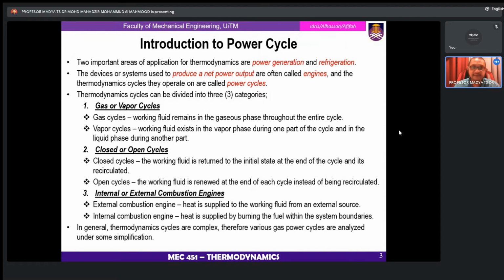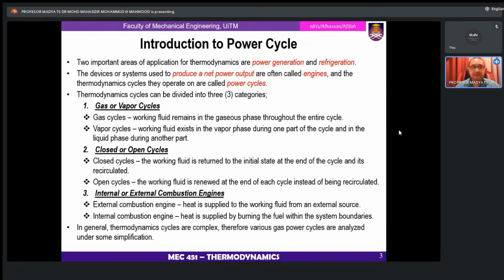So in thermodynamics, for the applications, there are two important areas that will be covered. The areas are power generation and also refrigeration. So as you have learned previously in chapter number 1 to chapter number 4, the device or the system used to produce a net power output is often called an engine. And the thermodynamic cycles they operate on are called power cycles.